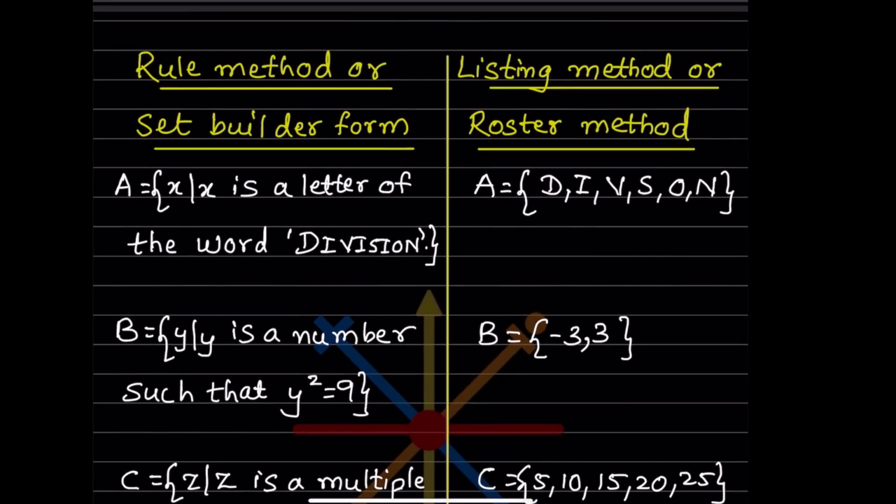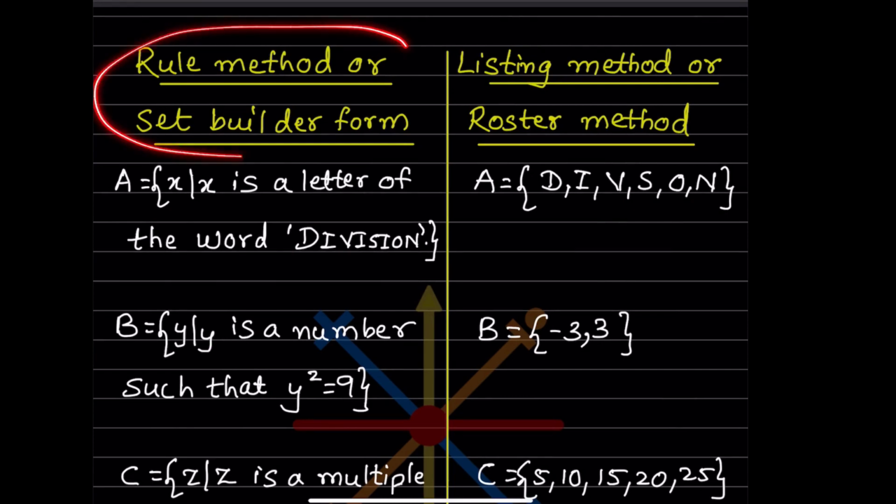So now let us see the difference. I have written both over here: the rule method or the set builder form, and the listing method or the roster method. Now here is the letters of the word DIVISION. What is repeating here? I is repeating, so we have to write that I only once. How are you going to write it in the listing method or roster method? We write the letters separated, as I said earlier, with commas, and always in a curly bracket.